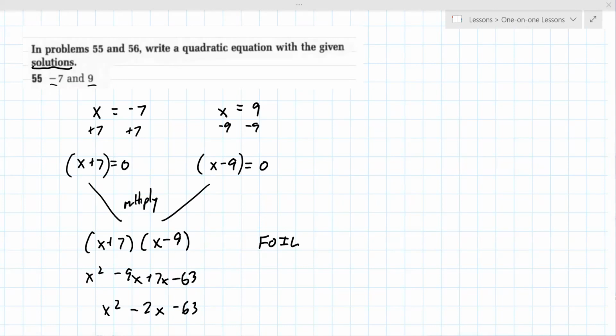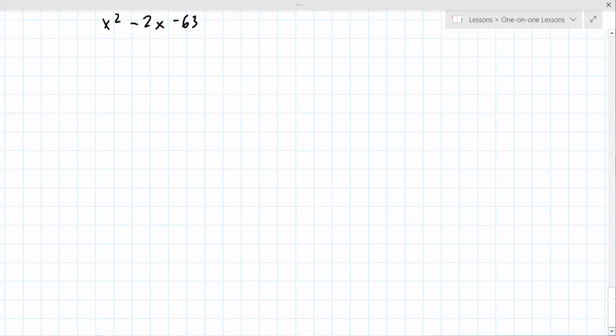Okay, so I want to just have you jump in here. Let's say the solutions are -5 and +3. Give you 60 seconds. Can you come up with the quadratic that these come from?